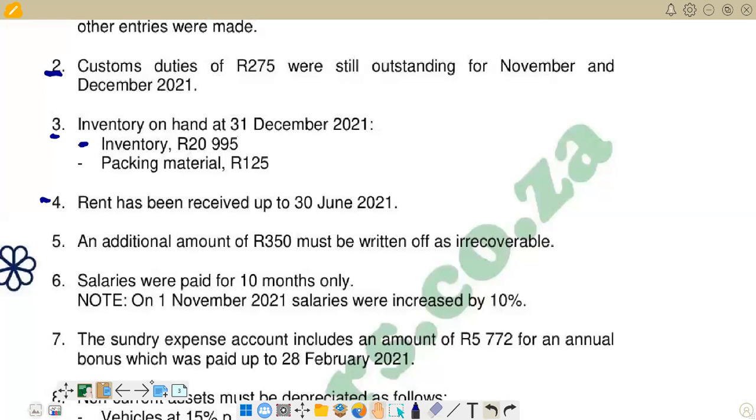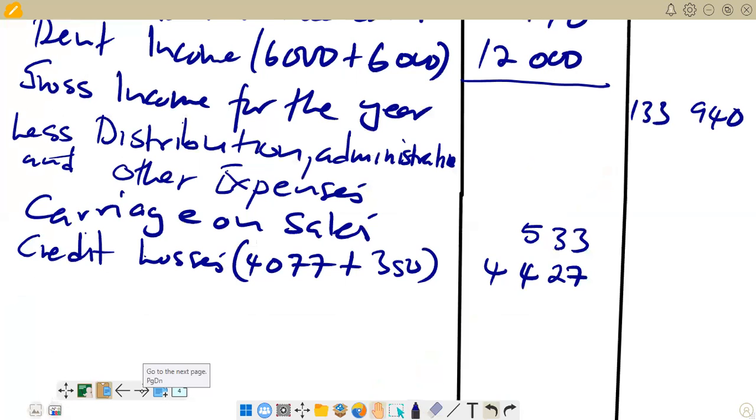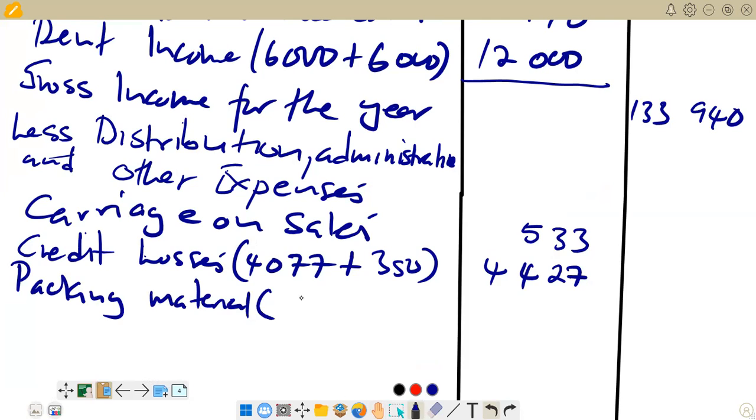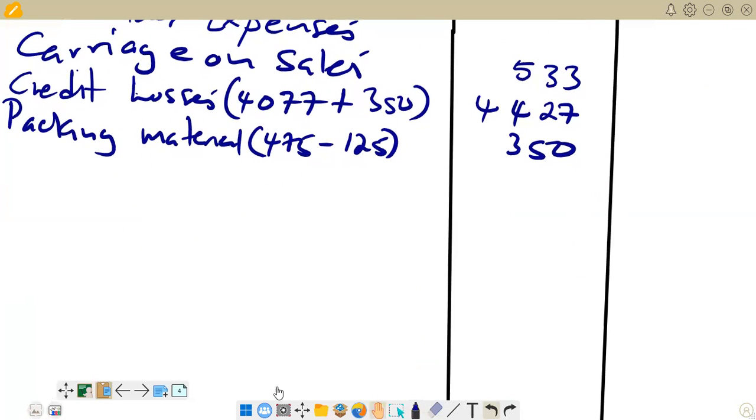So as we are going to do a search there in the answer section. So here we are now saying packing material. Right, in brackets now we are saying 475, remember. Then we subtract 125. Then if you do that, you are going to get 350. Right, this is our expense for packing material. Then we can go again to check what we have next after packing material.